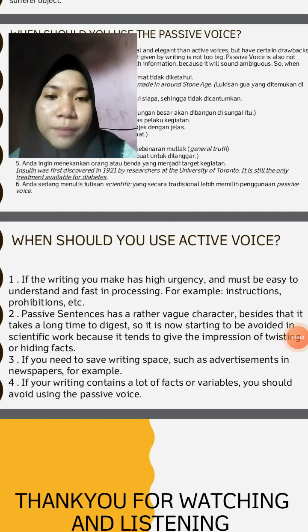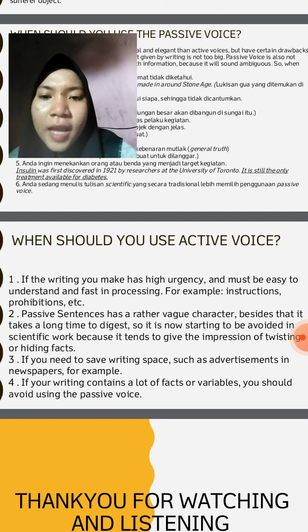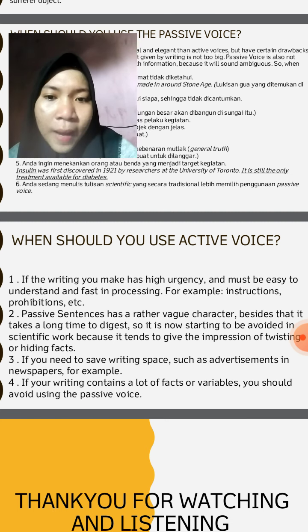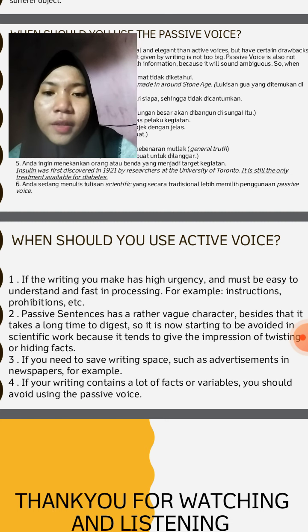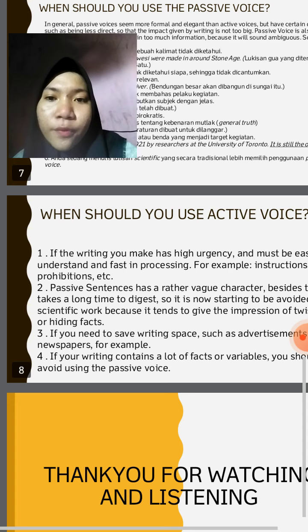Kemudian, kapan kamu akan menggunakan active voice? Yang pertama, if the writing you make has high urgency and must be easy to understand and fast in processing. For example, instruction, prohibition, dan lain-lain. Yang kedua, passive sentences have a rather vague character, besides that it takes a long time to digest, so it is now starting to be avoided in scientific work because it tends to give the impression of twisting or hiding facts.